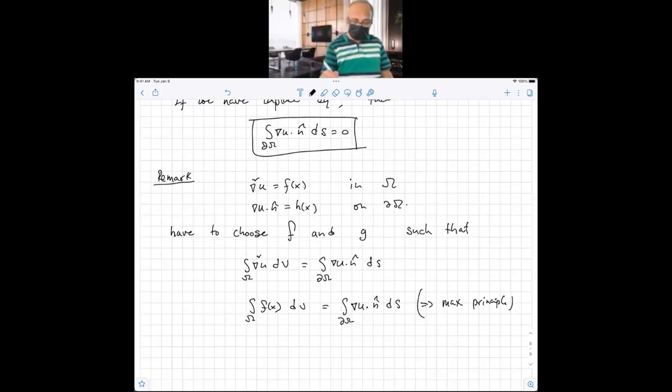Okay, so maybe I have one thing here. So this one will be the integral of g dS. Okay, so that is the necessary condition.